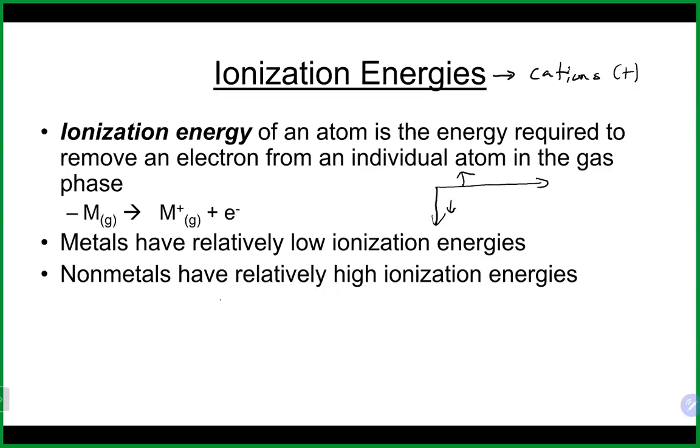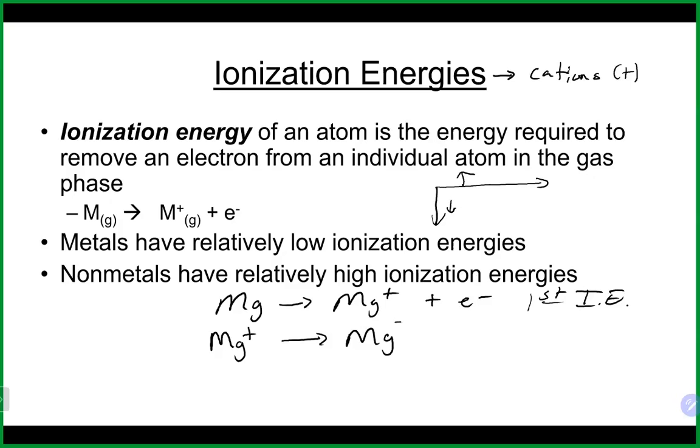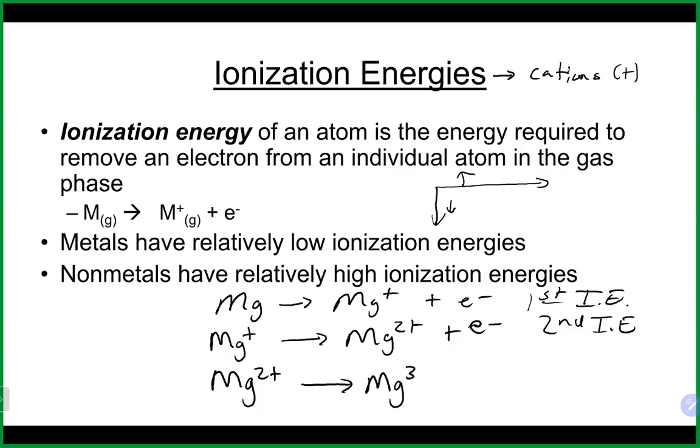So for example, if you took something like magnesium, the first thing that would happen is magnesium would lose one electron and become positively charged. That's what's sometimes referred to as the first ionization energy. The next thing that would happen is magnesium with a +1 charge would lose another electron and become a +2 charge. That is what is referred to as the second ionization energy. Then magnesium with a +2 charge would lose one more electron and become a +3 charge, which is the third ionization energy.